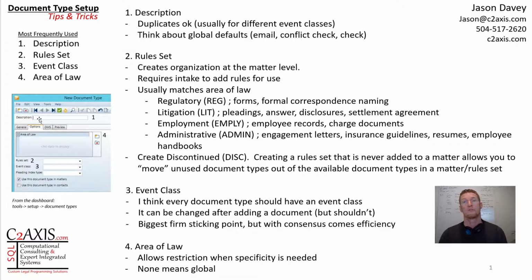And in this discontinued rule set, you never add it to a matter, but you can move document types to it that you want to retire, to archive, and so forth. You can't just delete a document type after it's been used. And if it's been used enough times, it's probably too big a pain to change all of those document types. So I just moved the document type into the discontinued rule set.